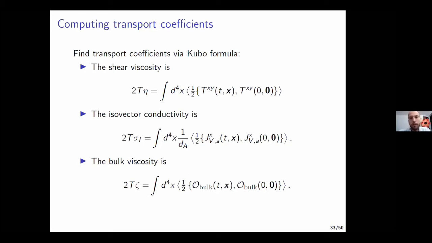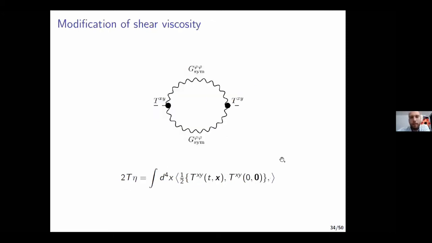The computation proceeds in the same way for all of these cases. In this talk, I'm just going to focus on giving a brief snapshot of how you would do this for the shear viscosity. The other ones are exactly analogous. The isovector is a little simpler and the bulk viscosity is a little more complex, but the logic is the same.